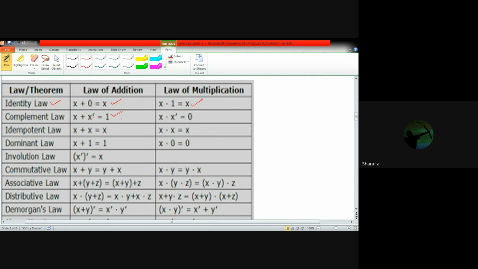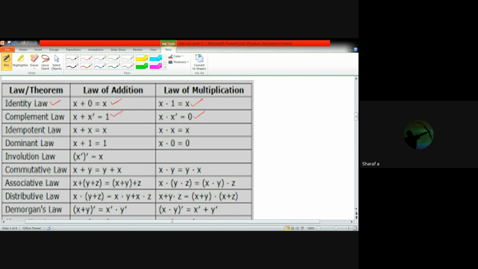At the same time, if you multiply a variable with its complement, that will be 0. If you put x equal to 0, this is 0 into 1, that is 0. If you put x equal to 1, then 1 into 0 is also 0. So if you multiply a variable with its complement, you get 0, and if you add a variable with its complement, you get 1. That is the complement law.